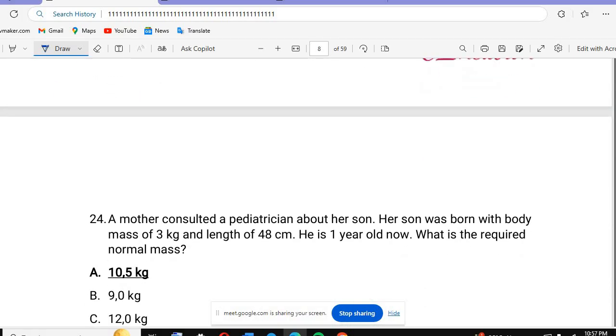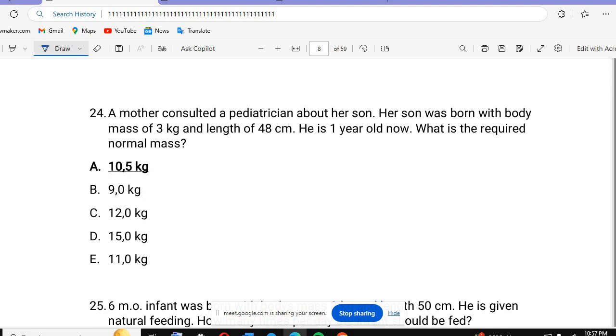Okay, is that clear? A mother consulted a pediatrician about her son. His son was born with a body mass of 3 kg and length of 48 centimeters. He is 1 year old now. So what is the required normal mass?